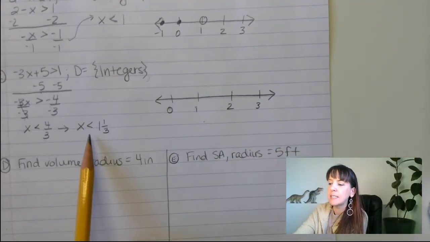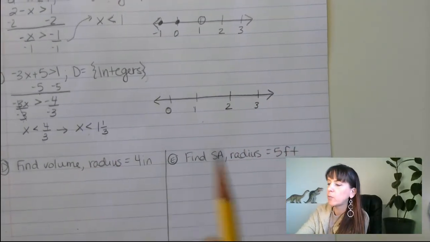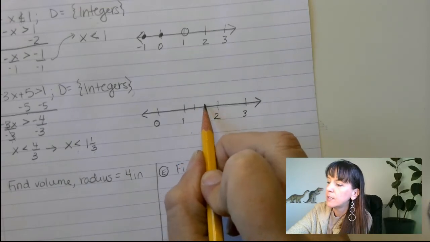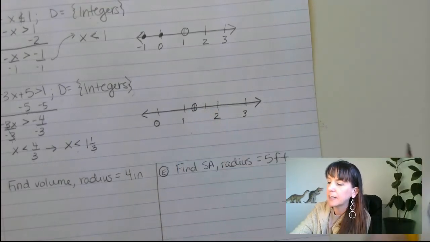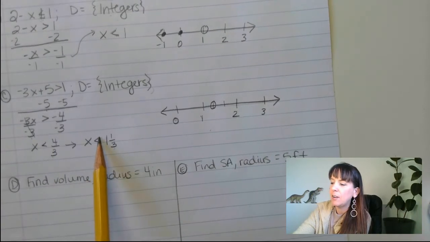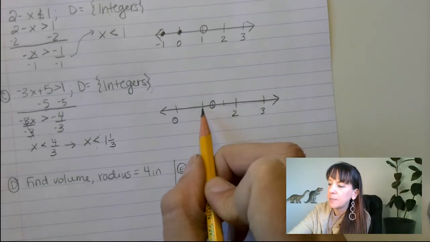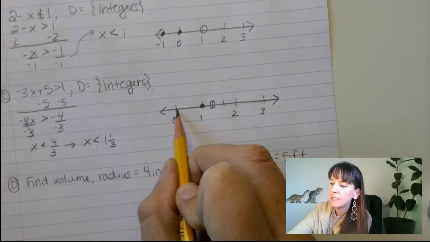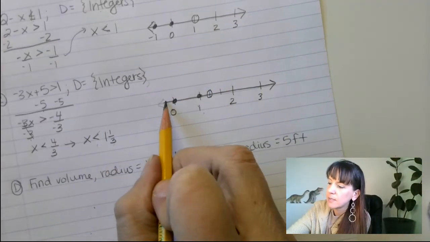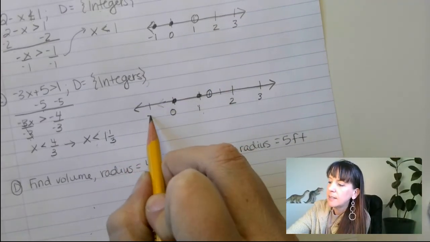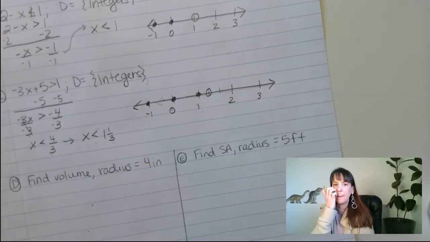Okay, this is an open circle on 1 1/3. So 1, that's 1/3, and that's 2/3. So I'm going to put an open circle here, and then it's going to be all integers that are less than. So it's going to be 1, 0, and, you know, just for the sake of it, you can extend this out a little bit, -1, so on and so forth, okay?